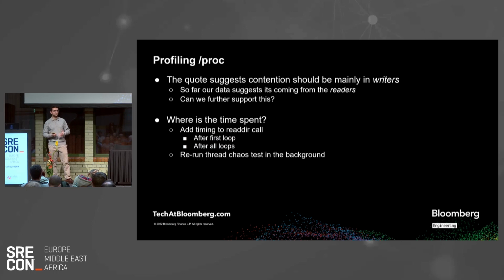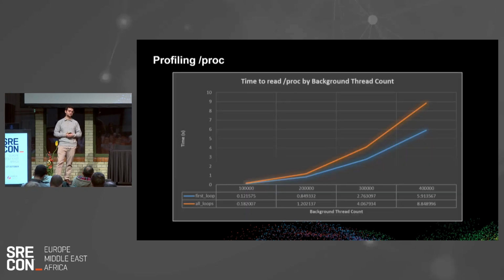If our theory is correct, most of the time spent is in building the task list, so it should be predominantly in the first loop, and then the rest of the loops should take much less time. And while we're doing this, we also want to rerun our thread chaos test in the background to make sure we're recreating that contention that we've seen.